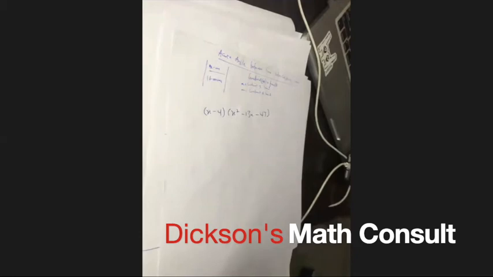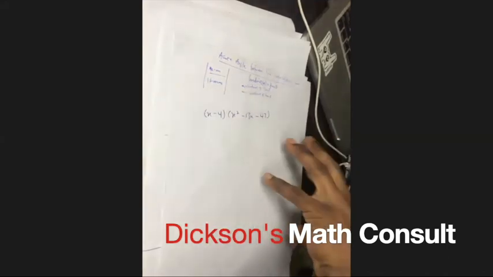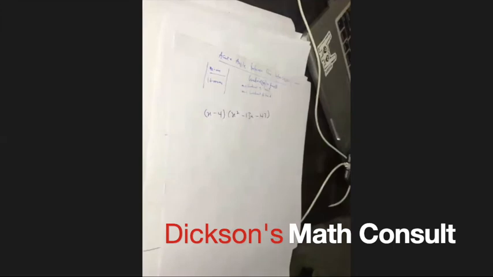So for quadratic factorization, you find the product of AC, and you find two numbers. When you multiply, you have the product of AC. When you add, you have the middle value. That is for quadratic. When it comes to polynomial or cubic, now you look out for the constant or the number in the expression.